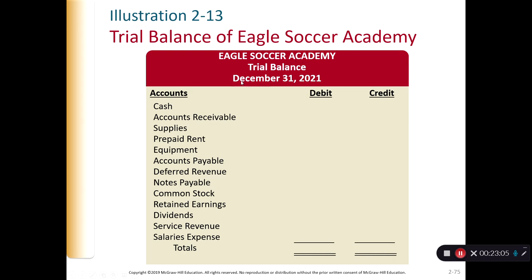Based on the academy's economic events during December, this is going to be the trial balance of the Eagle Socrates Academy. On the debit side, we have so many transactions that happened to the cash side, accounts receivable side, and so this is the account balance of each account during that period of time. Remember, the cash has multiple transaction impact. Let's look at it.